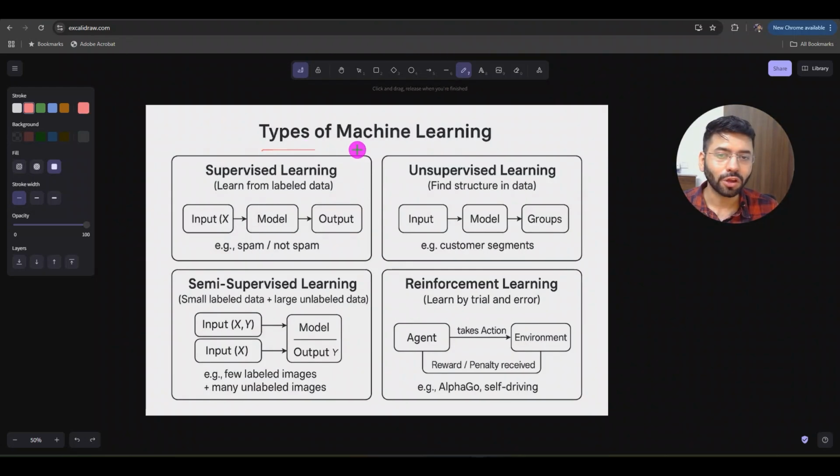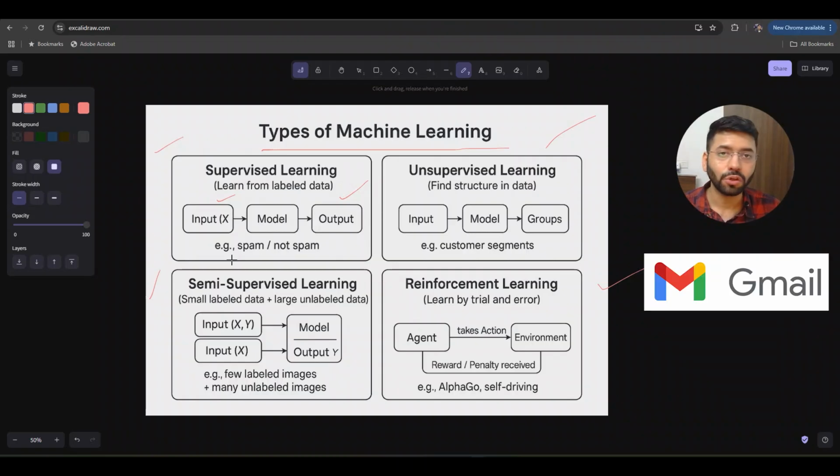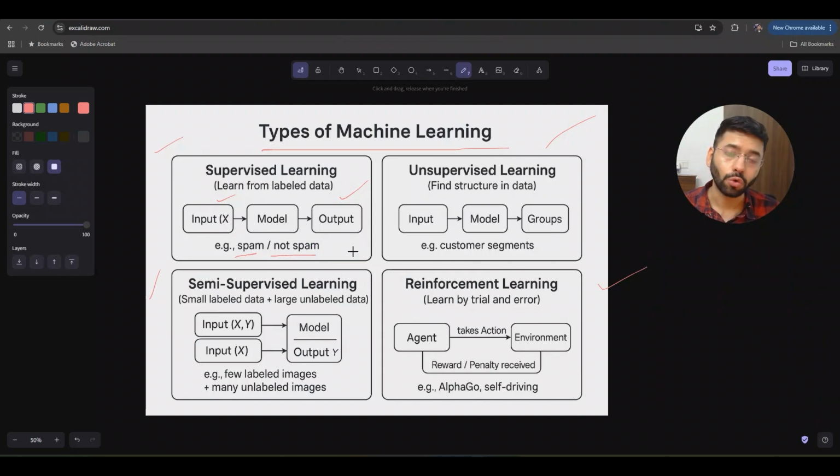Here you can see we are talking about the types of machine learning, and there are four types: supervised, unsupervised, semi-supervised and reinforcement. In supervised learning, we learn from the labeled data. That is, you are given an input and you know the output. So basically your model works on that part where you have the input as well as the output. For example, you're given a set of emails, you need to tell whether it's spam or not spam.